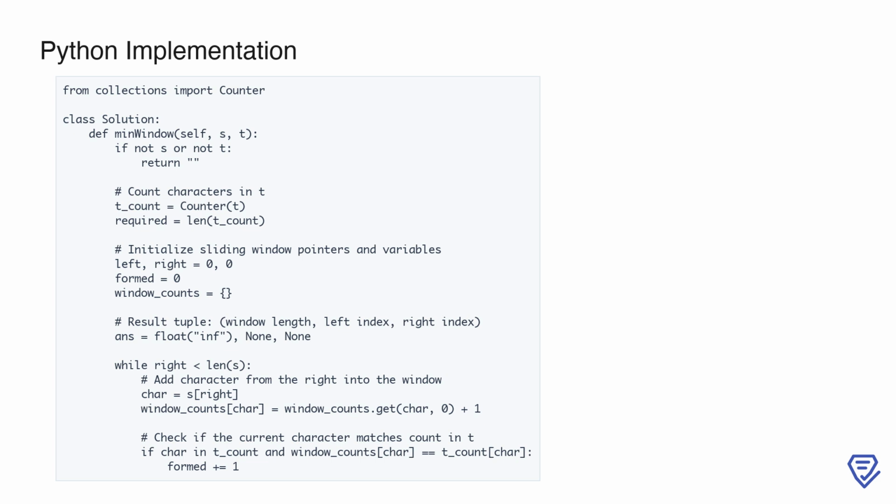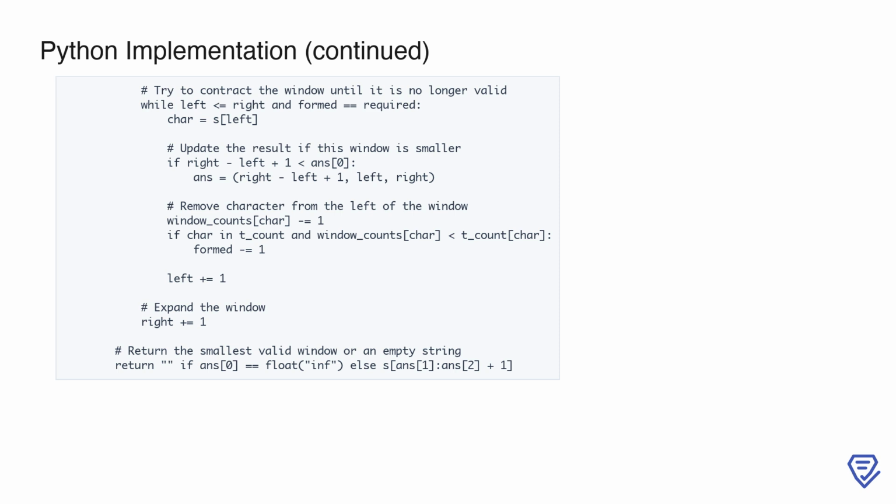Now, we begin iterating over S using the right pointer. Each time, the character at the right pointer is added to window_counts, and if this character meets its required frequency in T_count, we increment formed to reflect that this character is now satisfied in the current window. When all required characters are satisfied, meaning formed equals required, we try to shrink the window from the left to find the smallest valid substring.